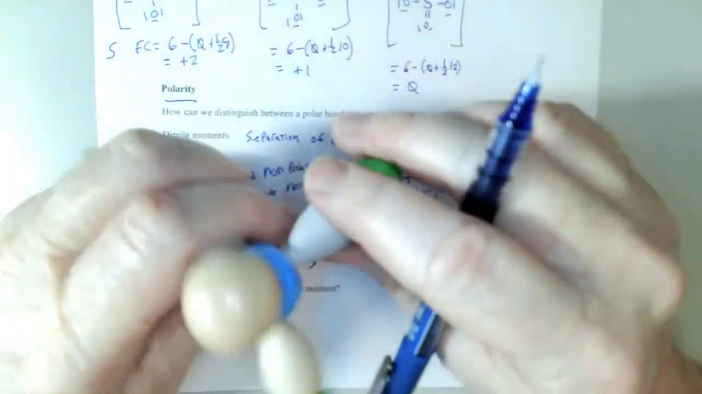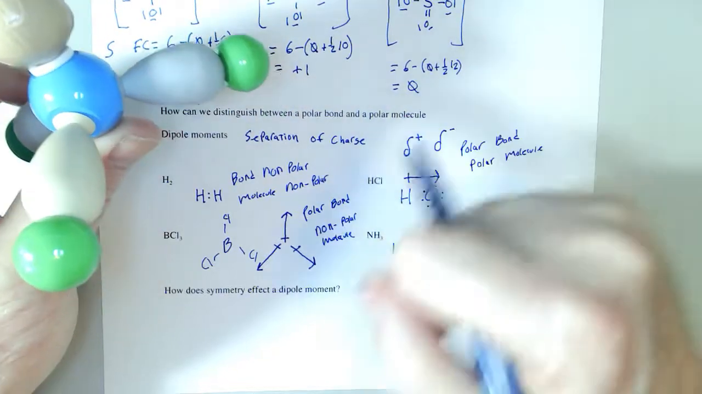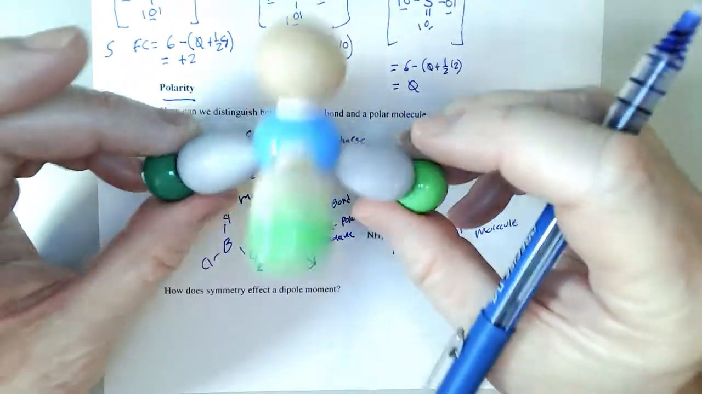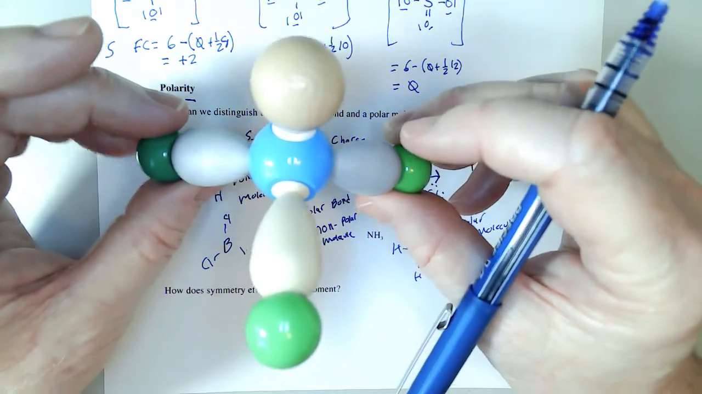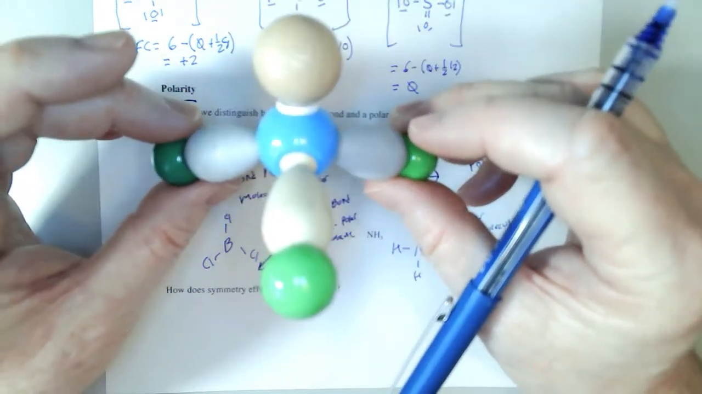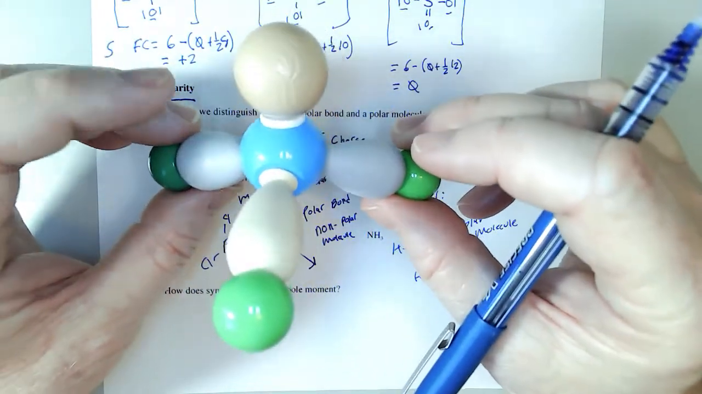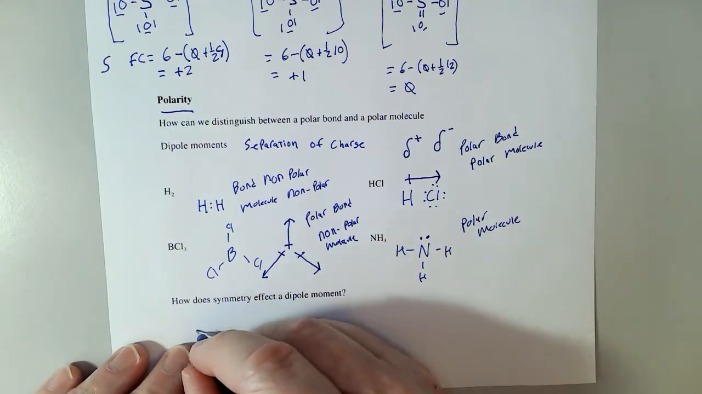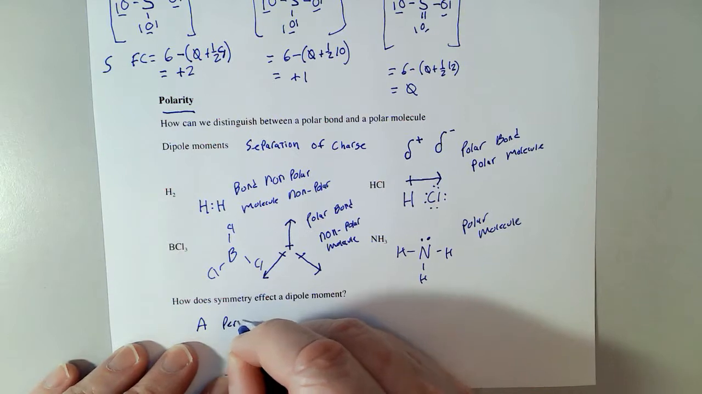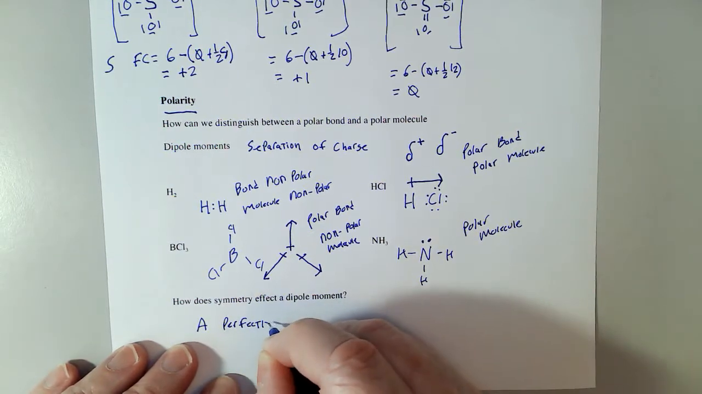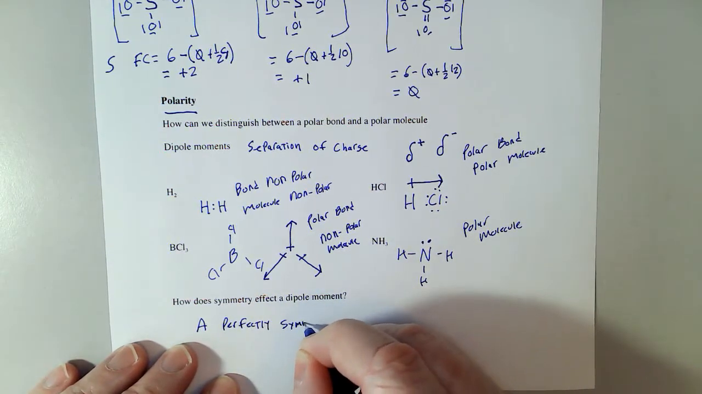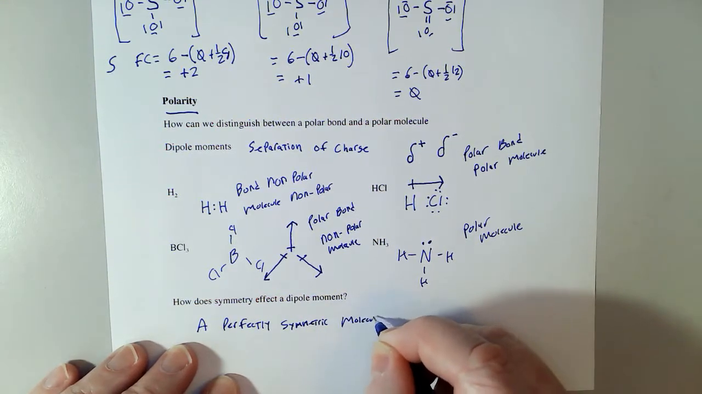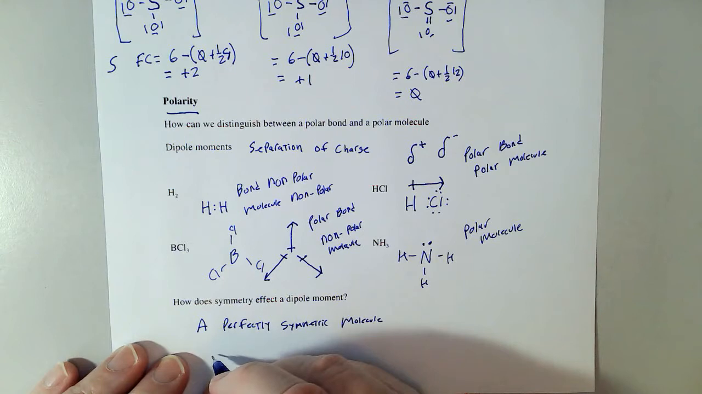So it helps often to build models of these molecules to look at, to get a feel for whether or not there is symmetry to them and even distribution of electrons. So, a perfectly symmetric molecule has no dipole moment.